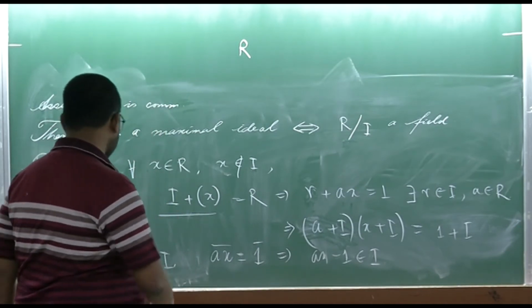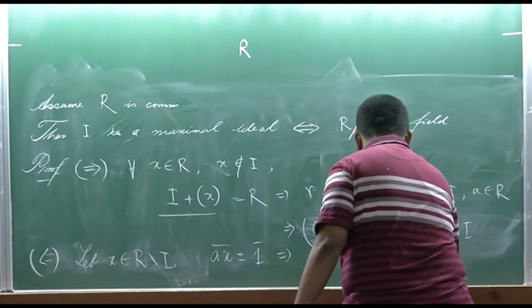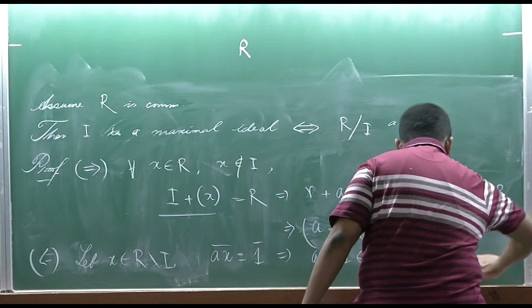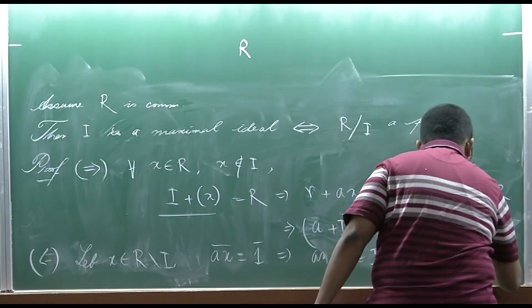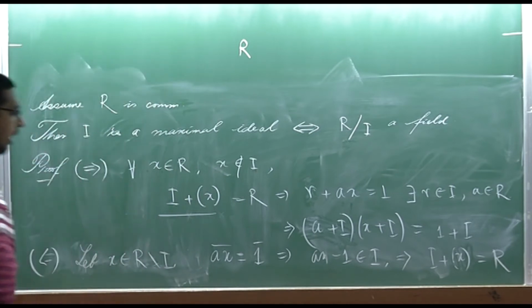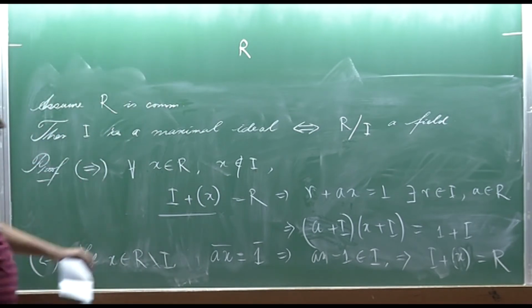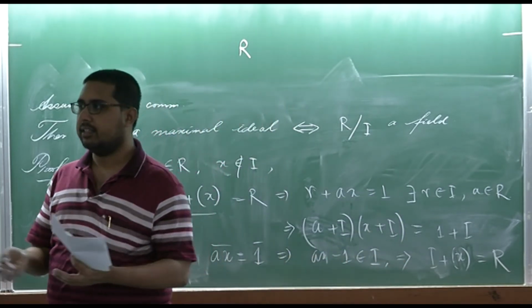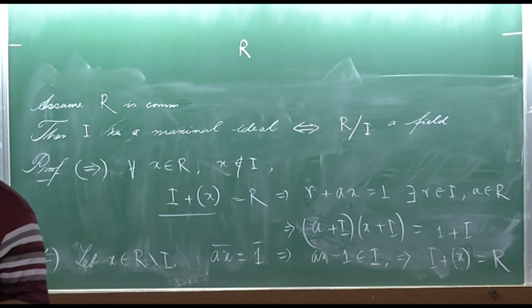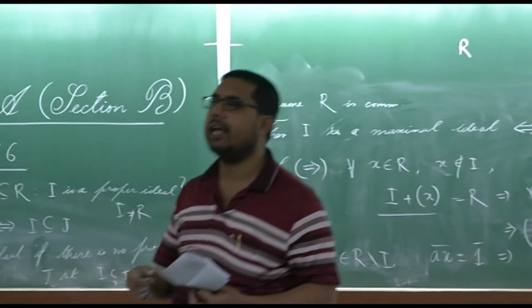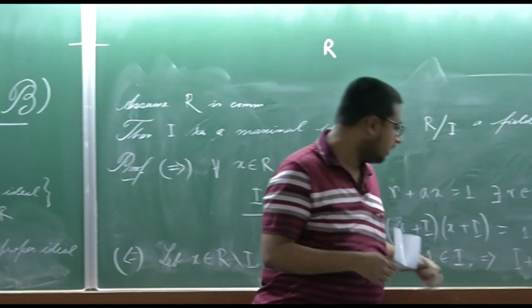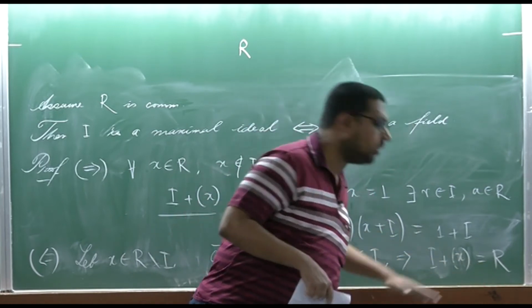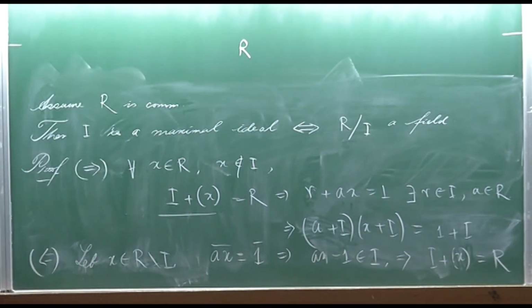So, therefore, we see that I plus the ideal generated by x must be the whole of R. And that actually shows that I is maximal, because if there is some other ideal containing I properly, then we must be able to choose an x inside that ideal outside I, such that this is an intermediate ideal, but this analysis shows that it has to be R. So, therefore, there cannot be any proper ideal.